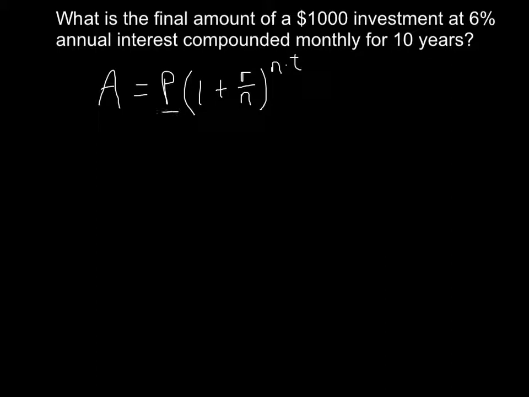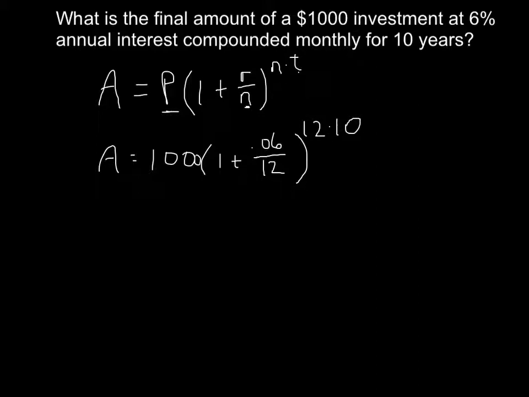So again, P is the principal amount of money we're investing, n is going to be the compounding periods per year, t is going to be how many years. So in this case, we have A equals 1,000 times 1 plus 0.06, so we have to write the rate as a decimal, divided by 12, so that divides our interest rate up by 12 for each month, and then 12 months for 10 years.